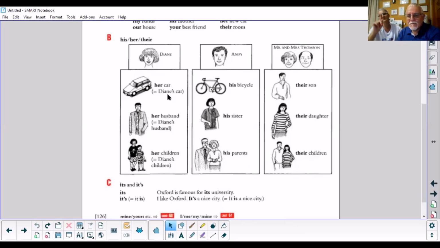And you'll notice here, when we're talking about two different people, when they are a couple, or casal, we don't say Mr. Thompson's son and Mr. Thompson's and Mrs. Thompson's.